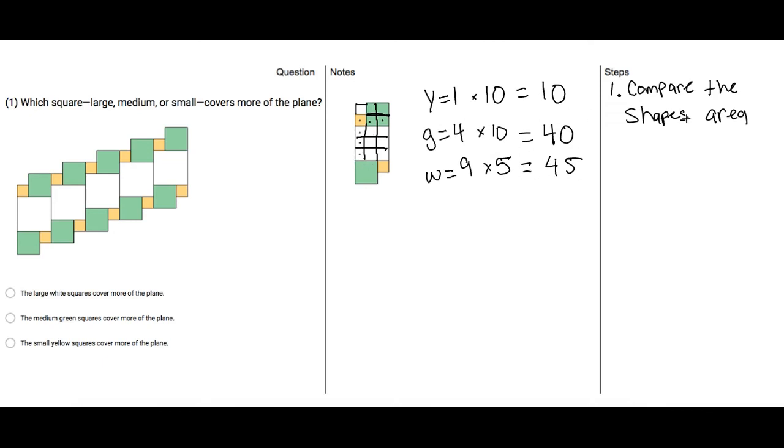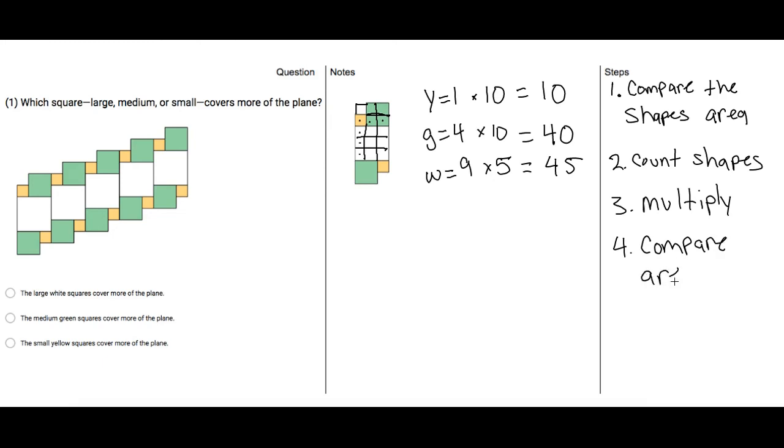So once we compare each shape's area, what we can do is count the shapes. And then we can multiply. And then we compare the areas. So in this one here, we know that the large white squares are going to cover more of the plane.